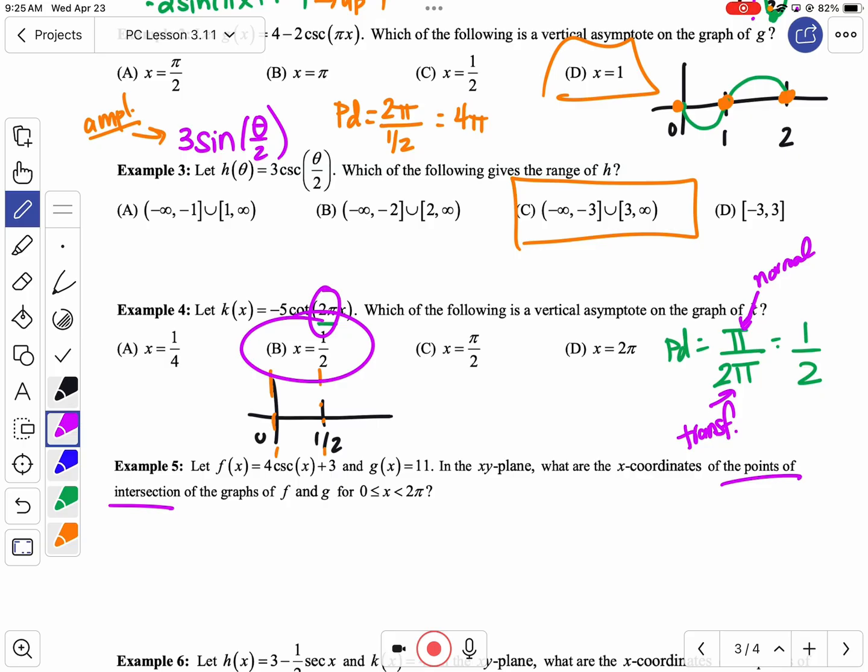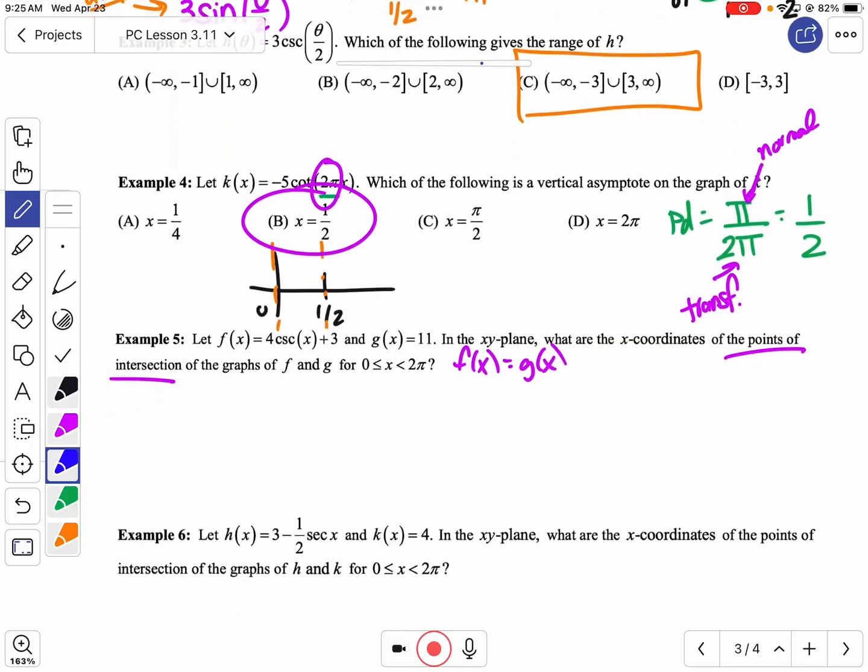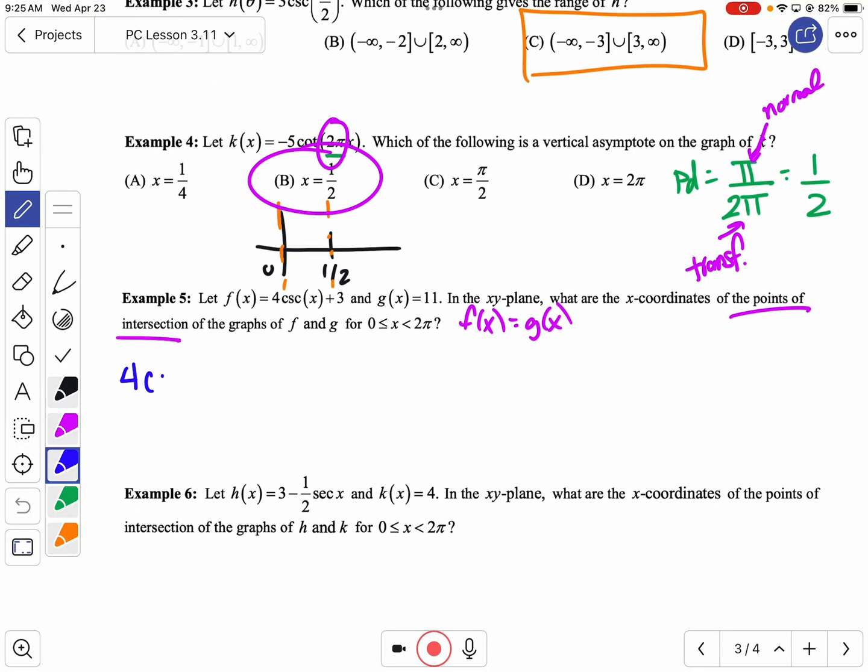Basically what it wants me to do is set f of x equal to g of x. So let's do that. That's basic equation solving 101. So I have 4 cosecant x plus 3 is equal to 11. Now, this is unlike any kind of equation I've ever done before. So let's just ignore for a second that there's a cosecant sitting there. If we were trying to get some variable term by itself, which value would I try to move first? The 3. That's exactly what I would do. I would try to move the 3 first. So that would give me 4 cosecant of x would equal 8.